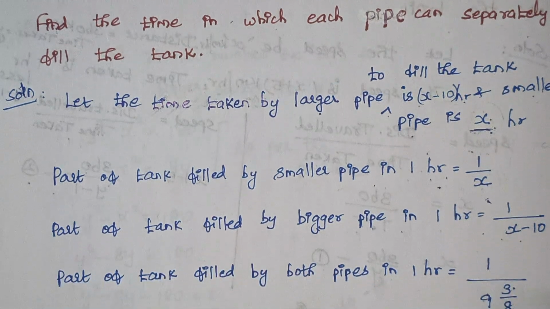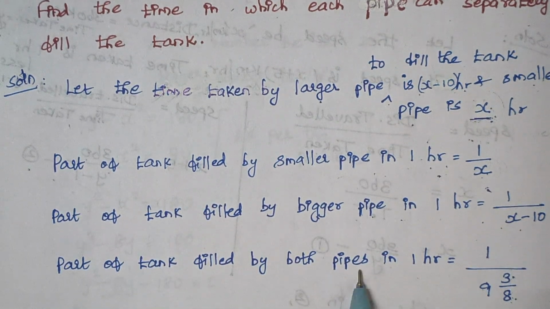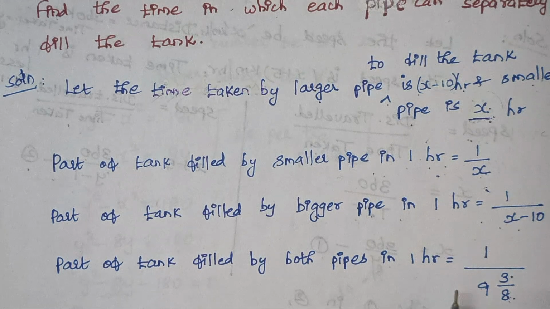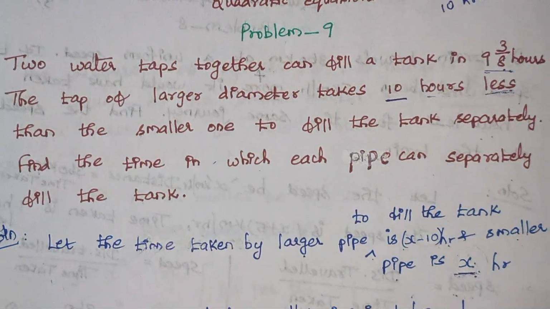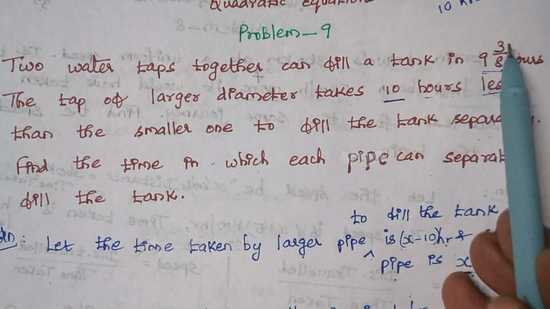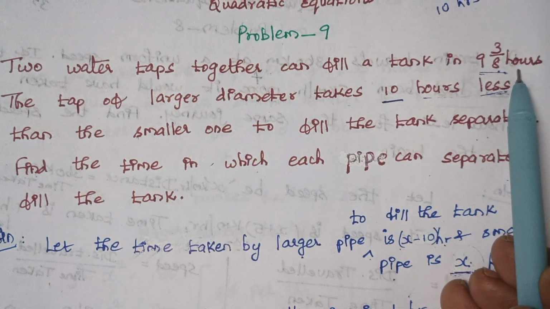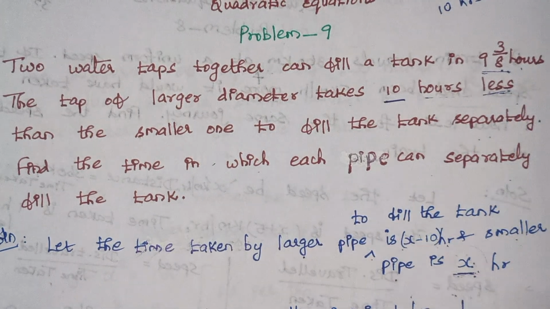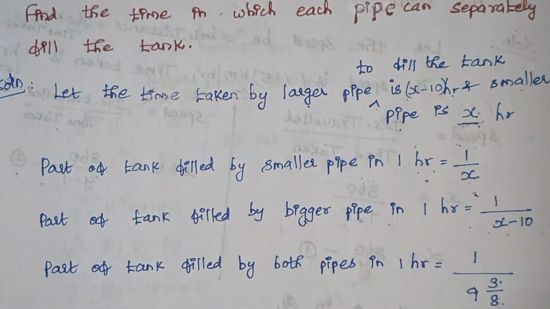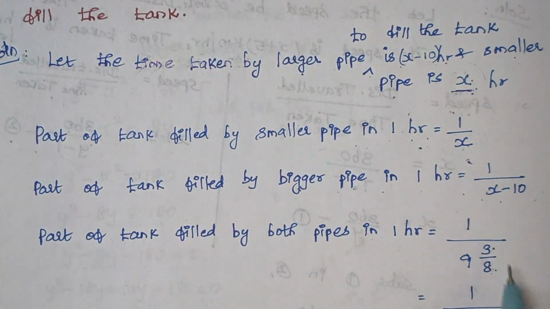And here, the part of the tank filled by both the pipes in 1 hour. Here you see, two pipes together fill the tank in 9 3/8 hours. Now what is the part of the tank filled by the pipes in 1 hour? So it is 1 by 9 3/8.